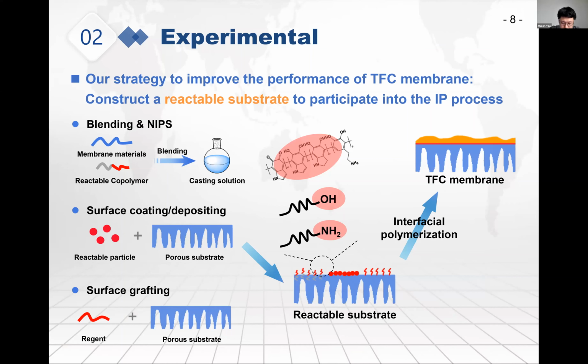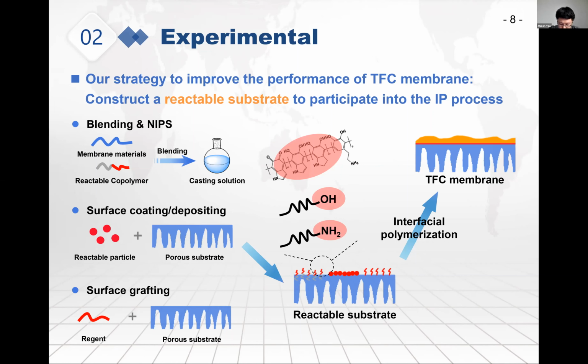Based on our previous work, firstly, we prepared several types of reactable substrates. PDA nanoparticles, hydroxyl groups, or amino groups were introduced onto the surface of the reactable substrate. Then the interfacial polymerization of MPD and TMC, or PIP and TMC, was carried out thereon. The influence of the surface composition of the substrate on the formation of the selective layer was investigated. Then I will show the results.